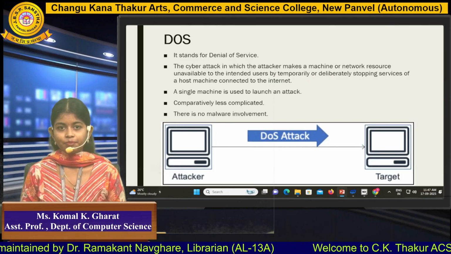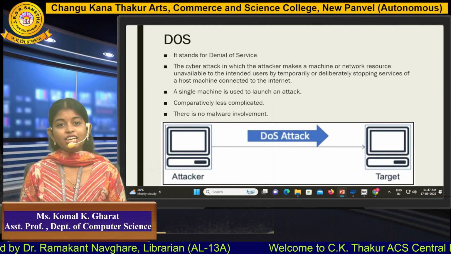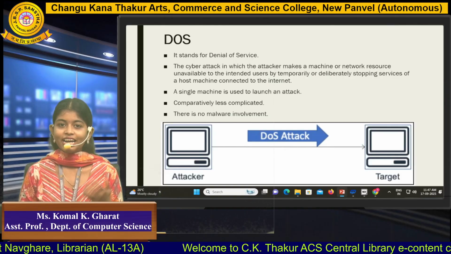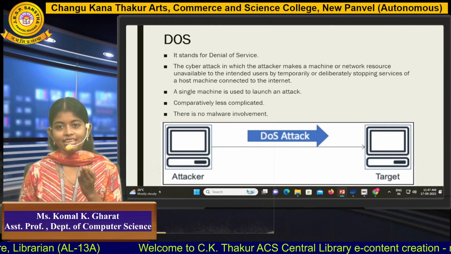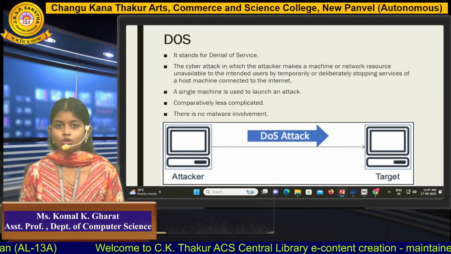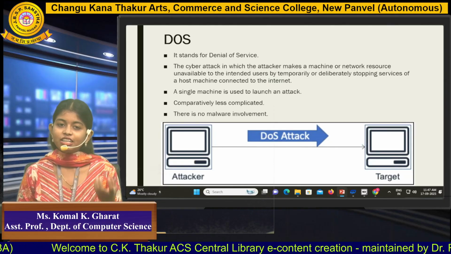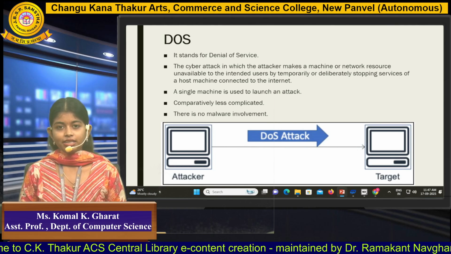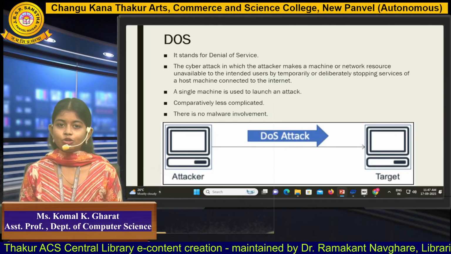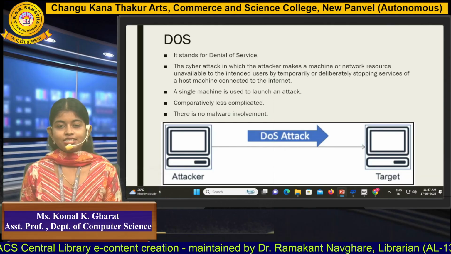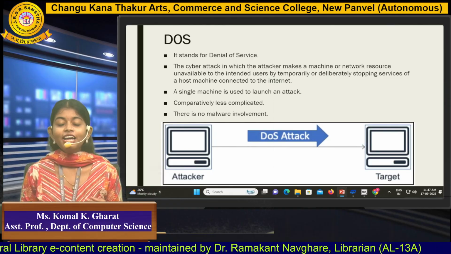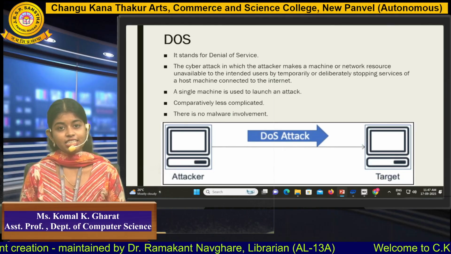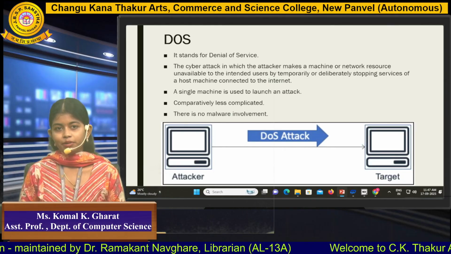this attack is called a denial of service attack. Here only a single machine is used to launch the attack. In the diagram we can see the attacker directly attacking the targeted machine. So the attacker requires only one machine, which is comparatively less complicated. As we can see, there is only an attacker attacking the system. There is no involvement of any additional mechanism or system in this attack. That's why it is easy to implement and less complicated.